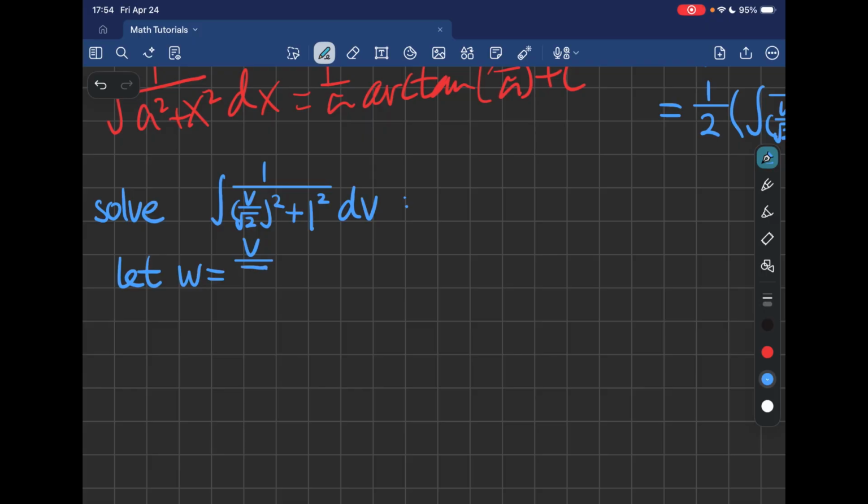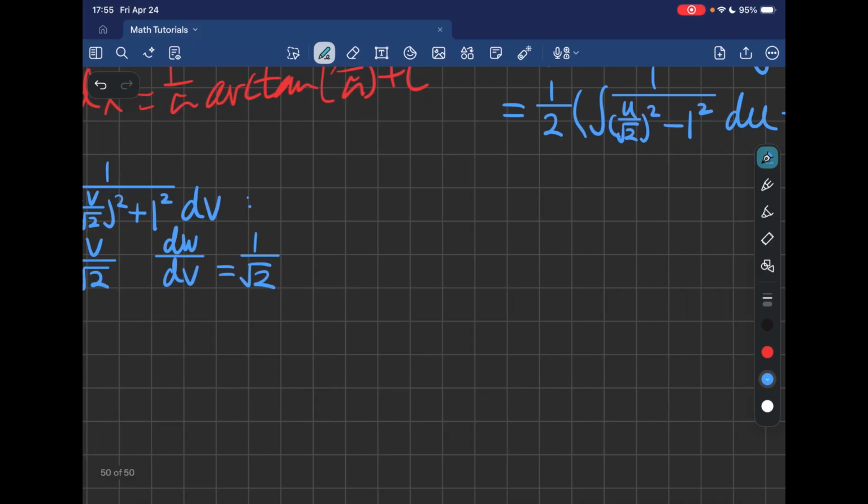v over square root of 2. So dw over dv, we take the derivative, will just be 1 over square root of 2. So we can isolate dv, find a substitution for it. So dv equals the square root of 2 times dw.